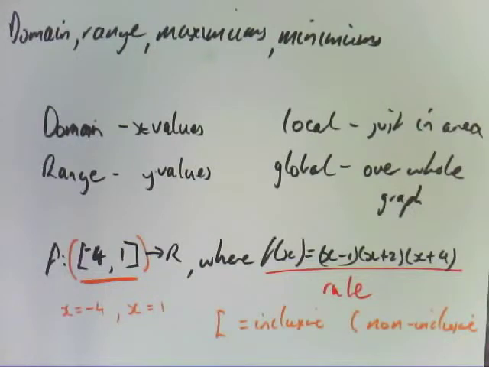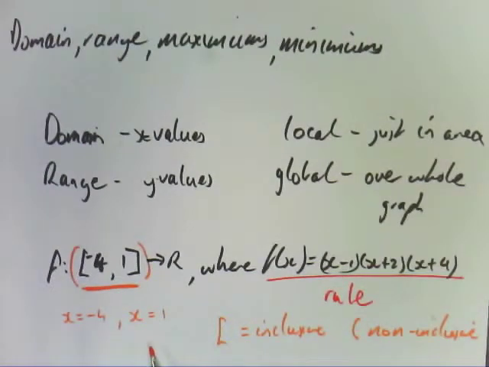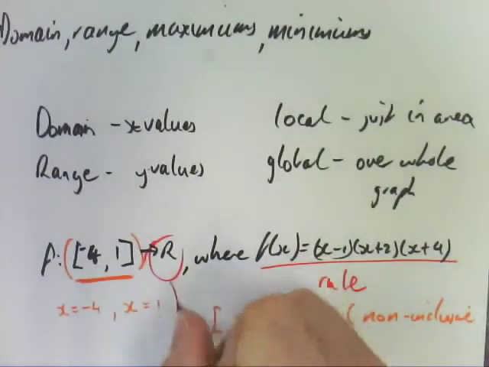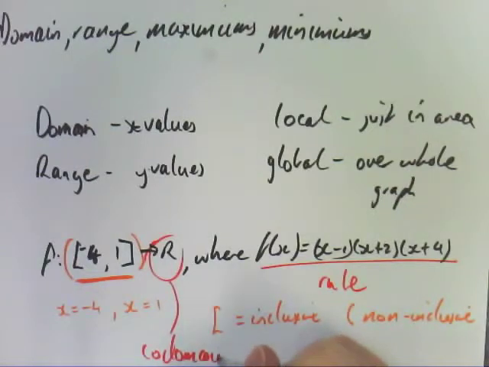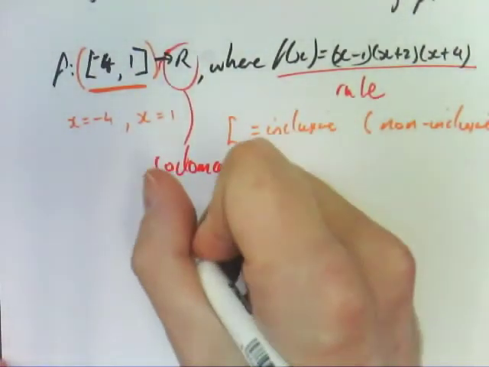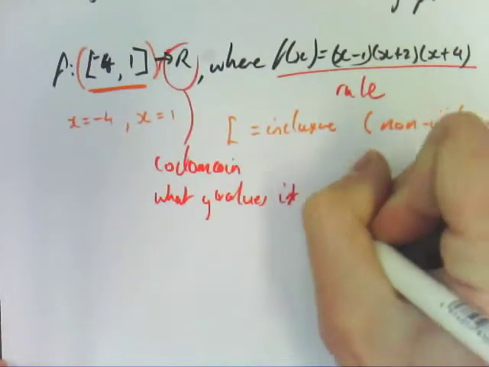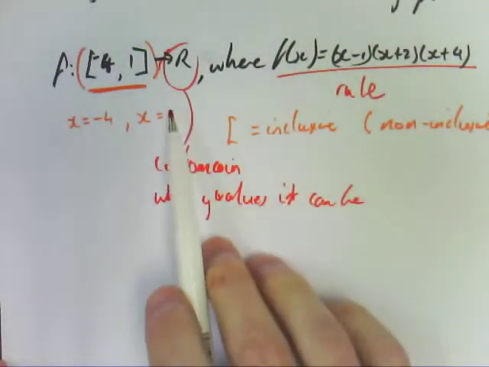Okay, so at this point here, we are graphing this equation between x is -4 and x is 1. And then you've got this little guy here, which is really of no consequence. It is called the codomain. It goes along with the domain, it's a partner to the domain, but it's more about what y values it can be. And most of the time you'll find that that is R. So it can be any value, any number at all.